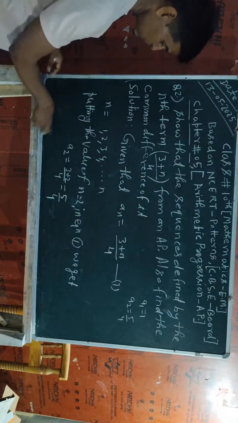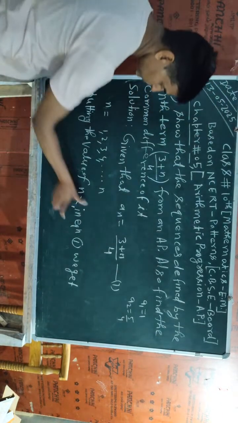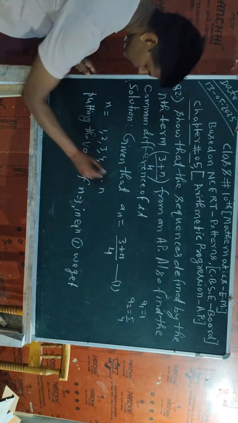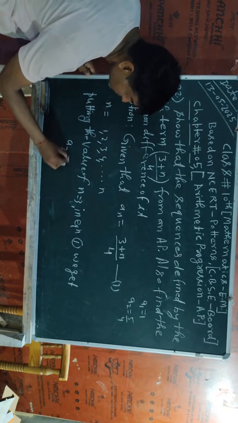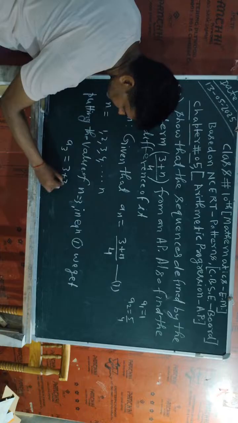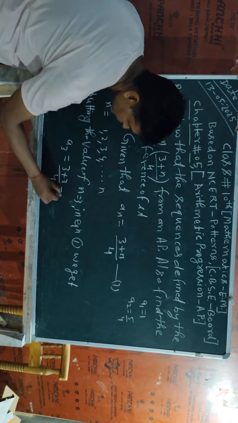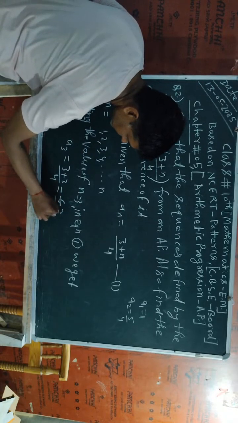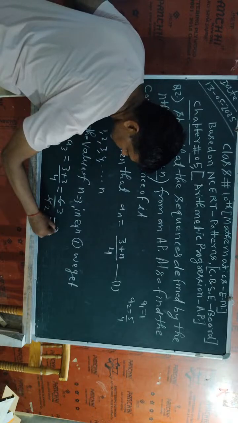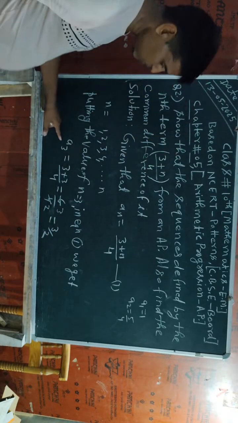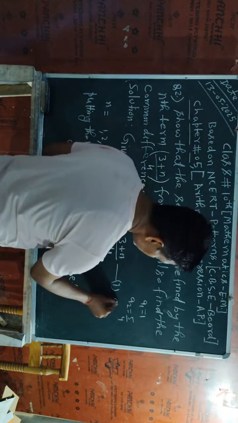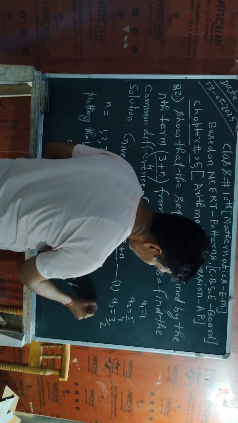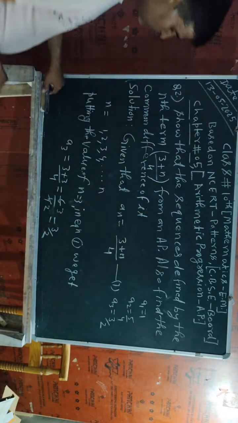Okay, students. Now I will write next, putting the value of n equal to 3 in equation 1, and then we get a3, which is equal to (3 plus 3) divided by 4, which is equal to 6 divided by 4. 2 ones are 2, 2 twos are 4, 2 threes are 6. This will be 3 divided by 2. So a3 is equal to 3 divided by 2, and so on. I will also get the value of a4.